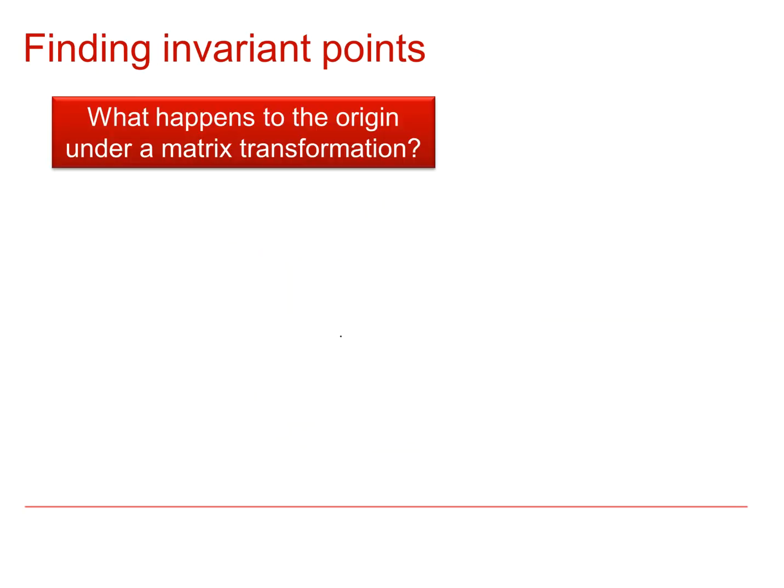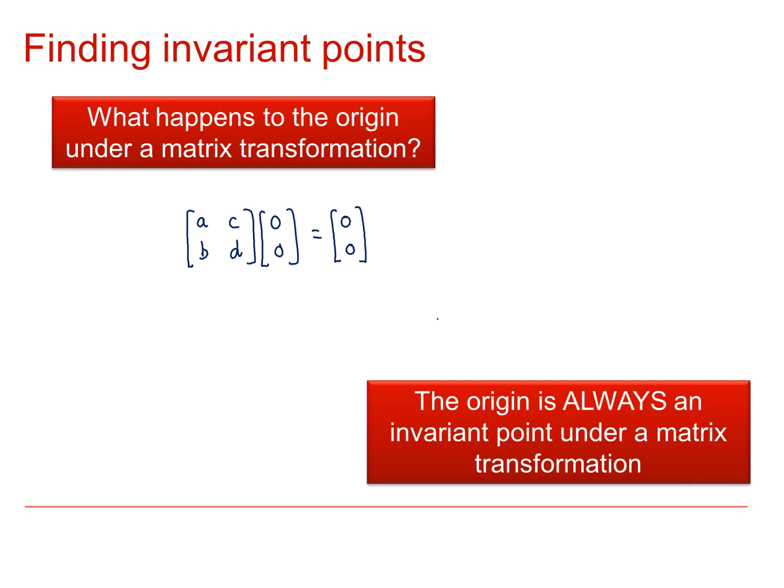What happens to the origin under a matrix transformation? Pause the video for a moment while you think about that. OK, let's take any general matrix A, B, C, D and apply it to the point 0, 0. Of course, we get 0, 0 again, because if we multiply by a zero matrix, we get 0. That means that the origin is always an invariant point under a matrix transformation.